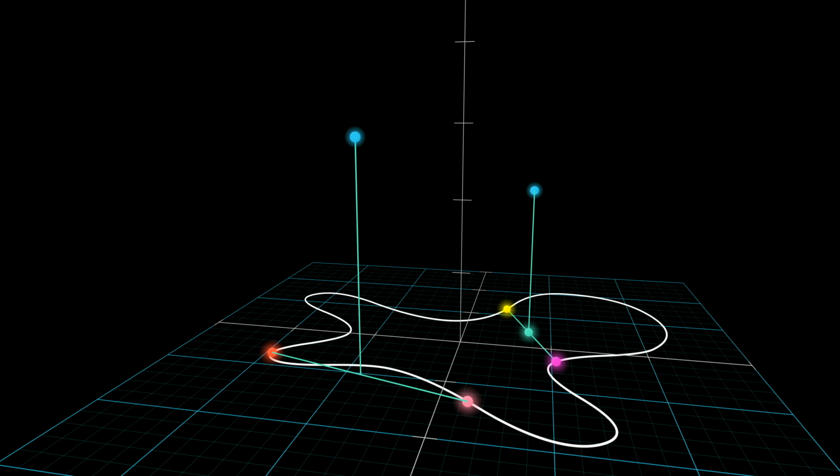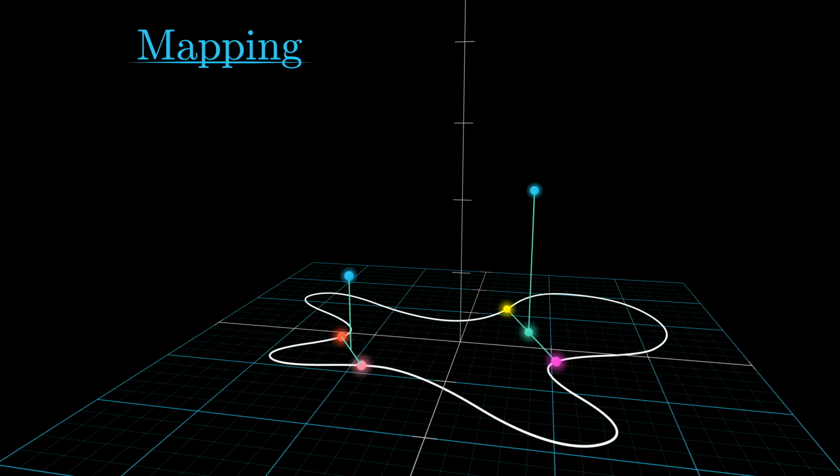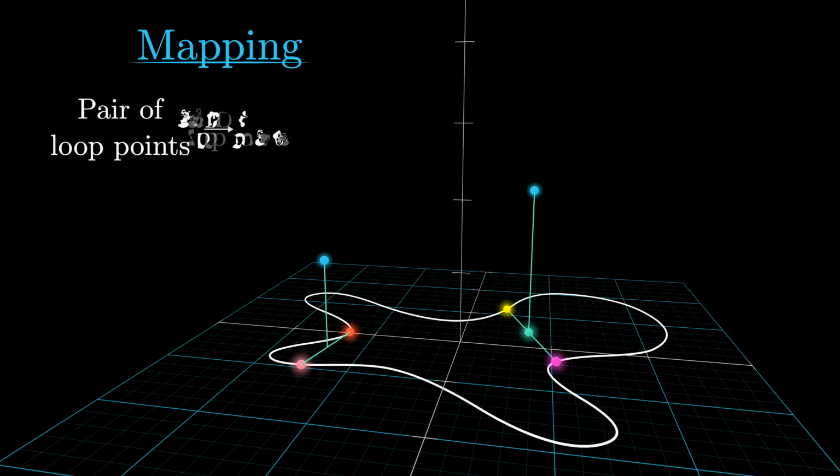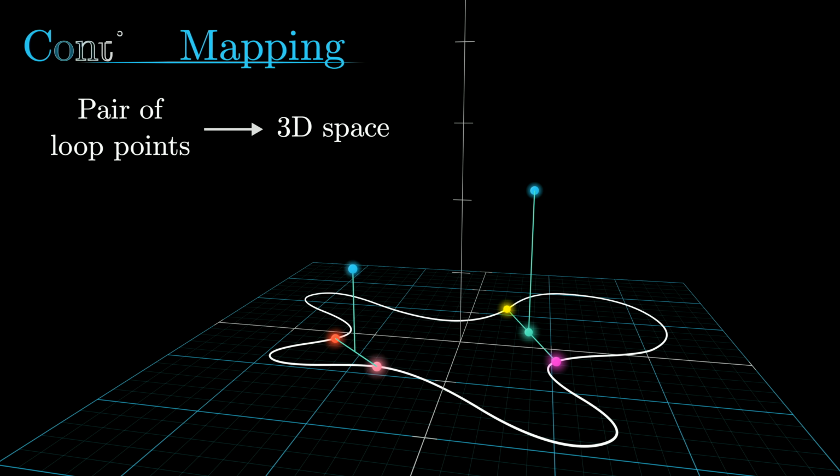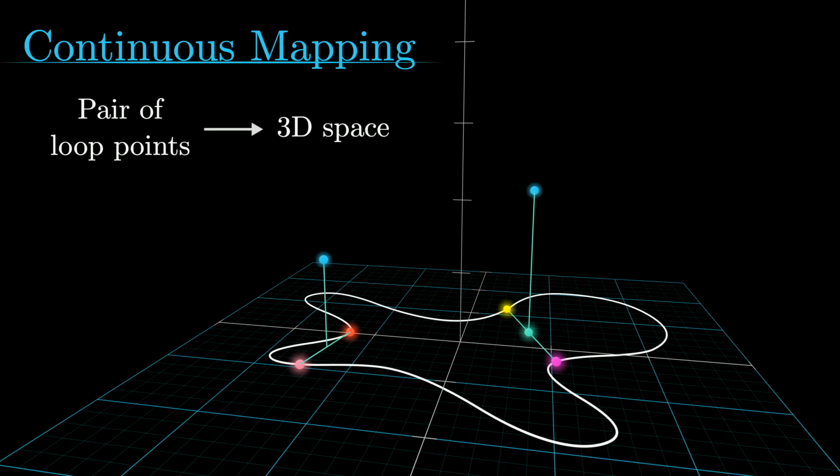And in essence, what we have here is a mapping, a mapping from pairs of points on the loop to three-dimensional space. The important feature of this mapping that we're going to rely on is that it's continuous. Essentially what this means is if you just slightly wiggle the input, slightly nudging that pair of points, the output only slightly wiggles as well. There are never any sudden jumps.